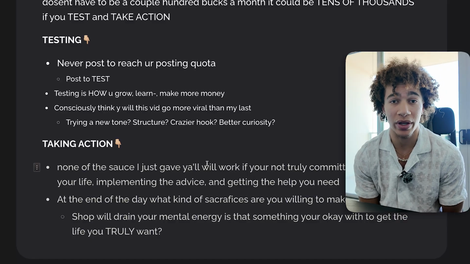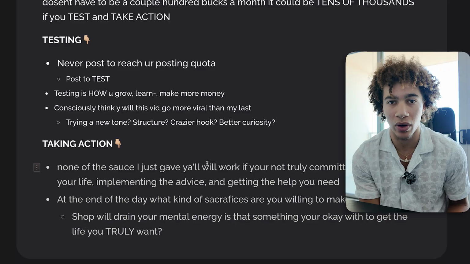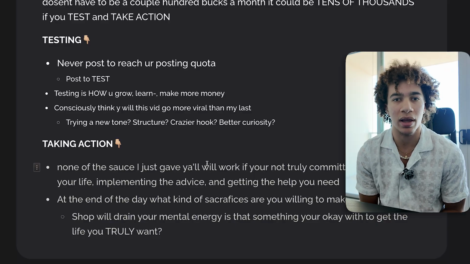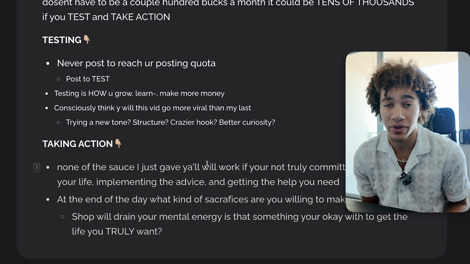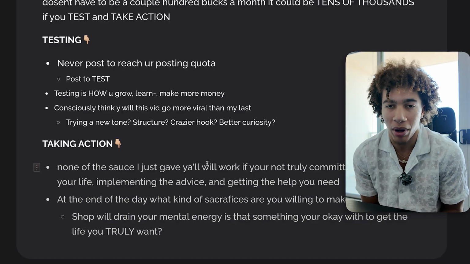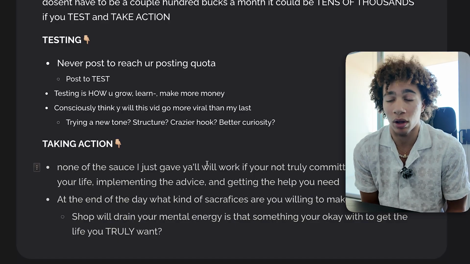Shop will drain your mental energy, and so you have to ask yourself, is that something you're okay with going through to actually get the life that you truly want through TikTok Shop? Because I promise you it's possible. Time freedom, it's so possible with TikTok Shop affiliate. That's why all of us are getting into it.